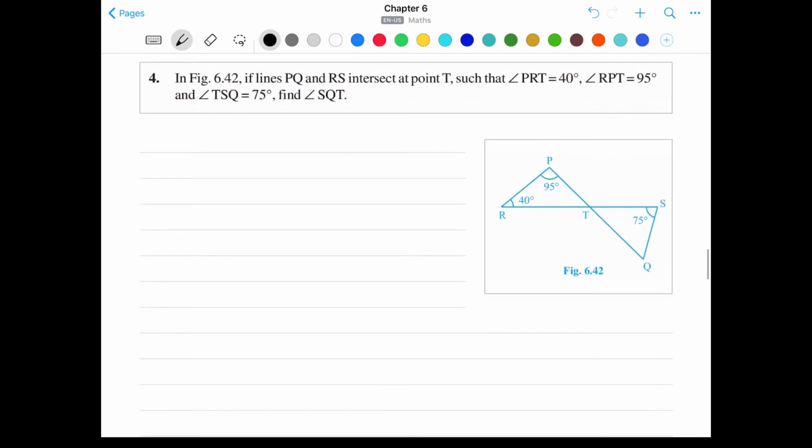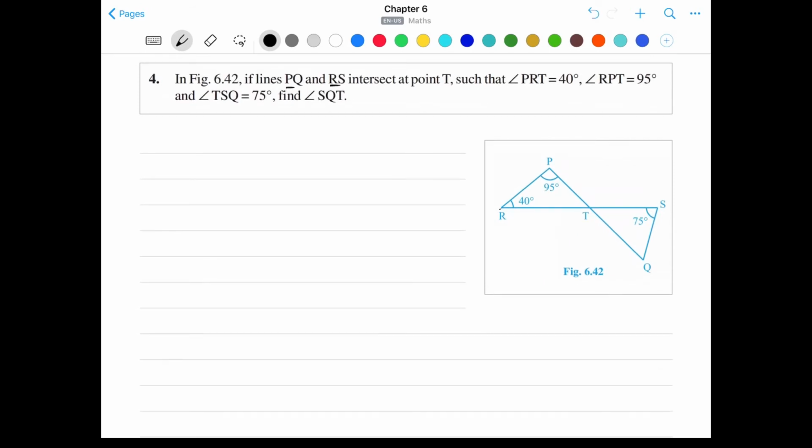Now moving to the next question, we have in figure 6.42 line PQ and RS are intersecting at point T. So we have two lines PQ and RS, and they are intersecting at point T such that angle PRT, this one, is 40 degree, and angle RPT is this one, which is 95 degree. And we have another angle, angle TSQ, which is here, is 75 degree. We have to find the measure of one angle which is SQT. SQT is here. Okay, so let's start its solution.